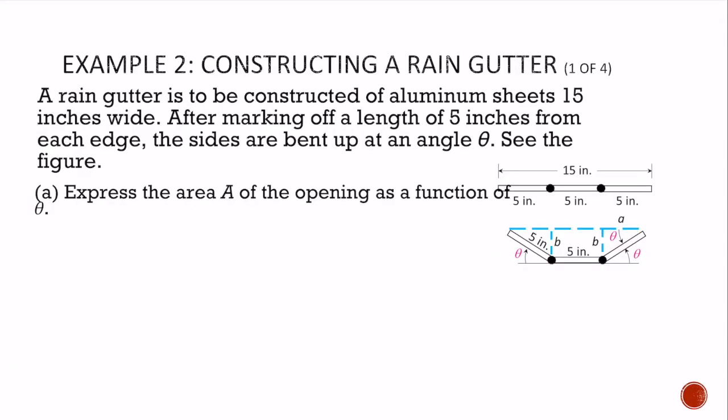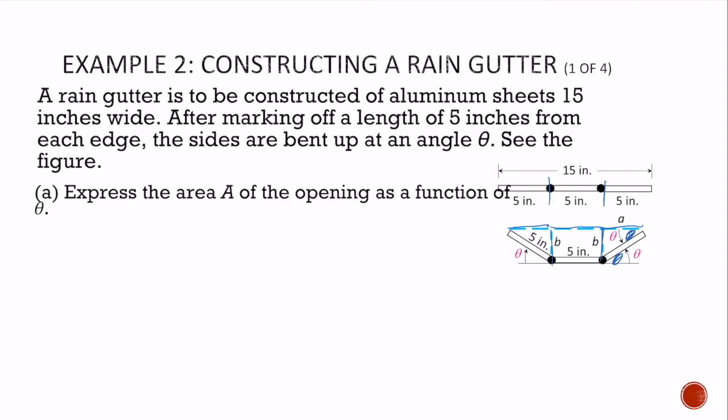Example 2. We're going to construct a rain gutter. A rain gutter is to be constructed of aluminum sheets 15 inches wide. After marking off a length of 5 inches, the sides are bent up at an unknown angle, theta, and we're going to express the area of the opening as a function of theta. How might we get started? Well, what is this length A? Here's my theta, so that makes this theta too. I need to figure out the area of each of these triangles, so I need to find my lengths A and B so I can express the area.